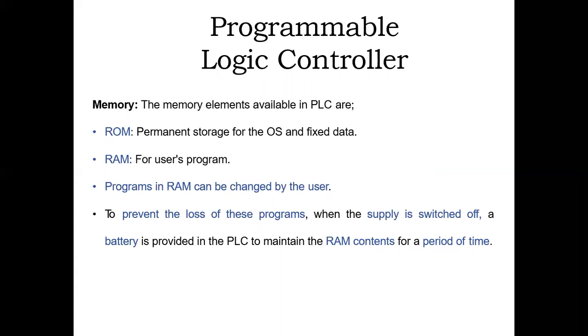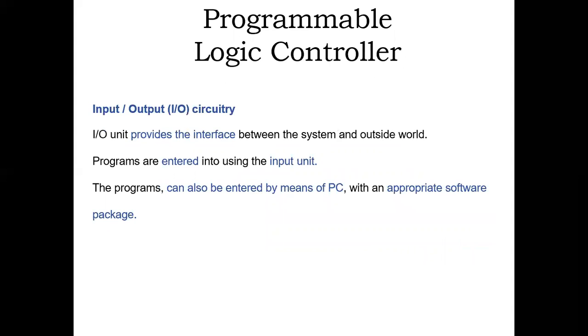Then memory. The memory elements available in a PLC are ROM, RAM, and programmable RAM. ROM is used for permanent storage of the OS and fixed data, and RAM is for the user program. Programs in RAM can be changed by the user. To prevent the loss of these programs when the supply is switched off, a battery is provided in the PLC to maintain the RAM contents for a period of time.